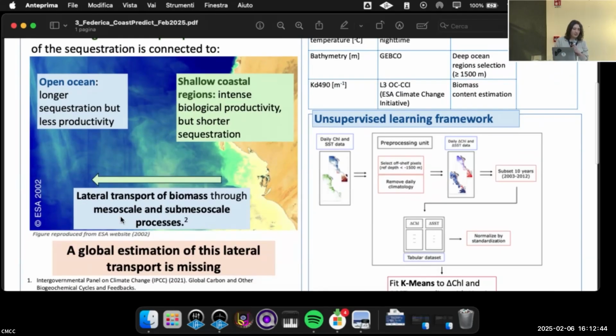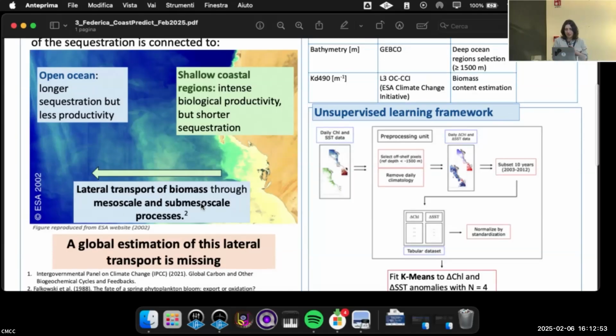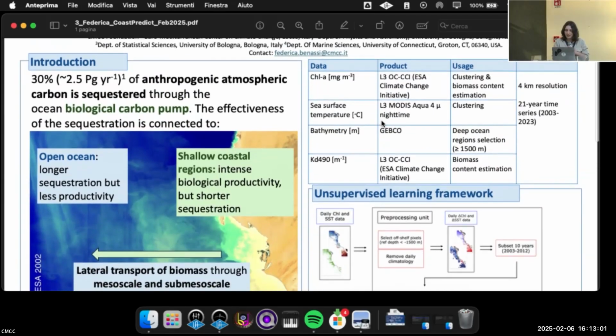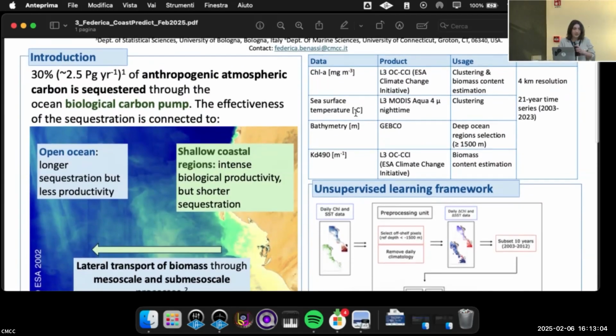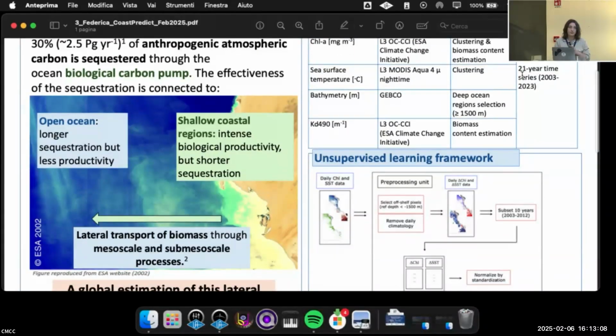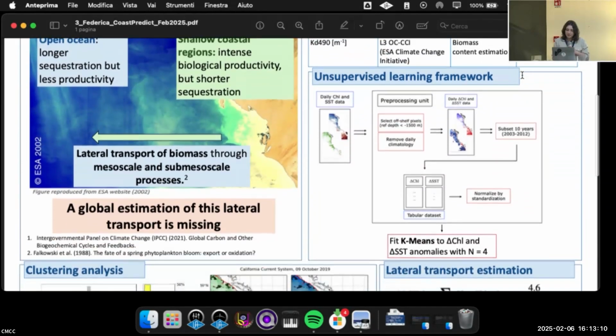So the majority of these processes are mesoscale and sub-mesoscale, which means that they are also quite hard to monitor because they're related to high variability on shorter time scales and space scales. We use satellite data, so purely observations that have a high spatial resolution and a very long time series of daily data.